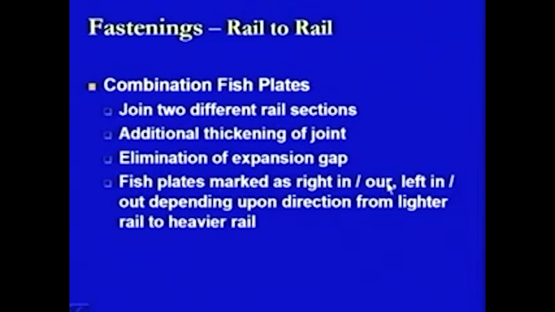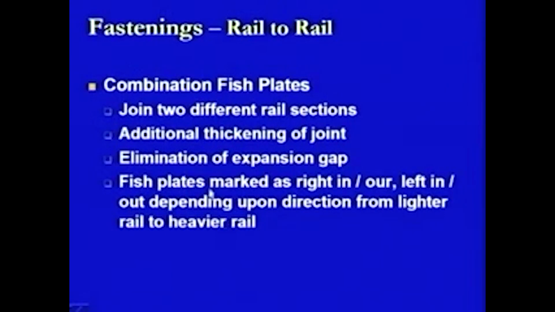This is instead of right out, and left in and left out, depending upon the direction from the lighter rail to the heavier rail. It means when we are using 2 different rail sections, obviously there is going to be a difference in the sectional area as well as the sectional weight of those rail sections. So, one rail section which has a lesser weight will be termed as the lighter rail and the other rail section will be termed as the heavier rail. Now, based on the location of the lighter rail with respect to the heavier rail, the fish plates are designated as right in or right out or left in or left out.